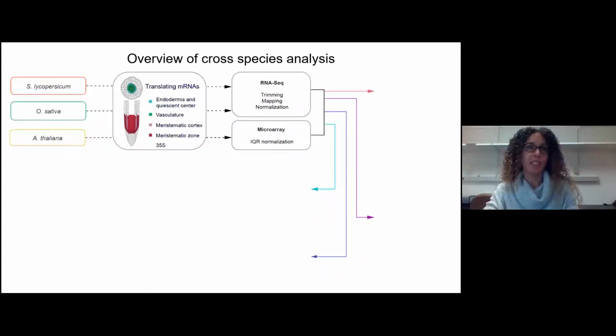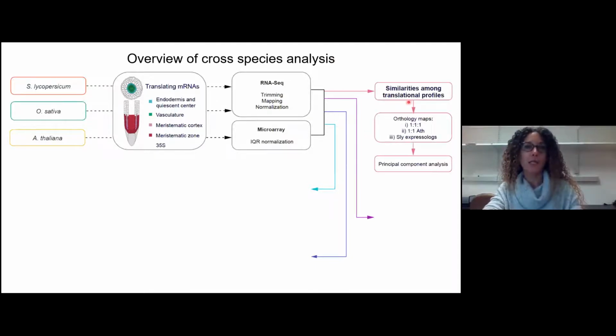So we started the cross-species analysis by processing and normalizing the data that we obtained either with RNA-seq for tomato and rice, or with microarray for Arabidopsis. And we then carried out 4 types of complementary analysis. In the first analysis, we examined similarities among translational profiles.